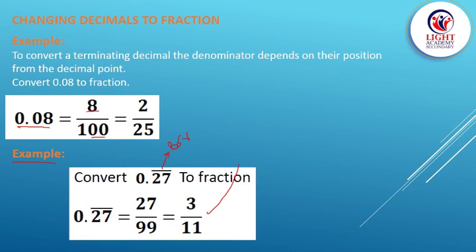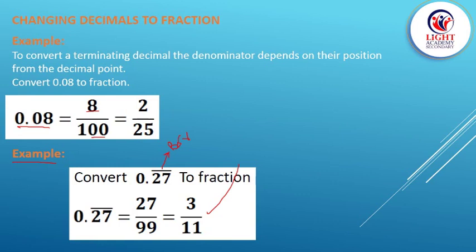Because after the decimal point we have two digits, we replace them by 2 zeros, so it will be 8 upon 100. And when we simplify it, it gives you 2 upon 25. We simplify by 4, the 8 and this 100 by 4, that gives you 2 upon 25. Hope you got it. The other example is to convert 0.27 bar.